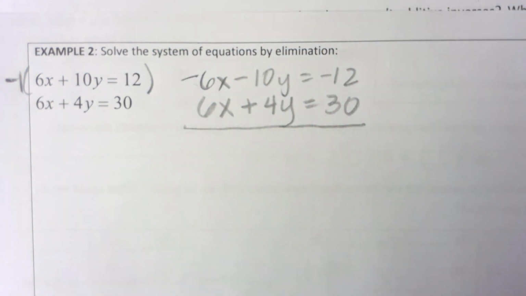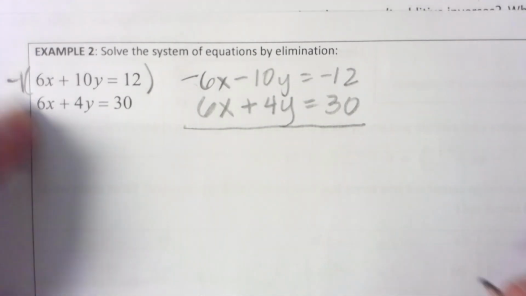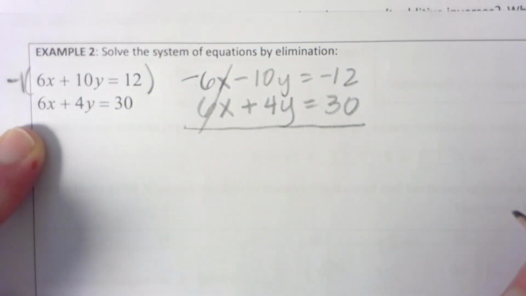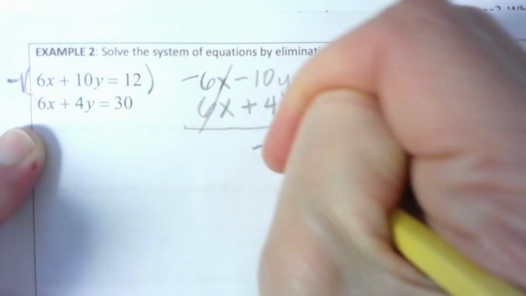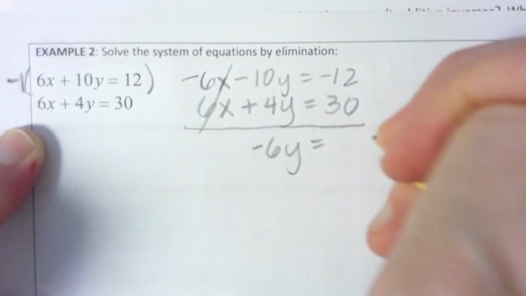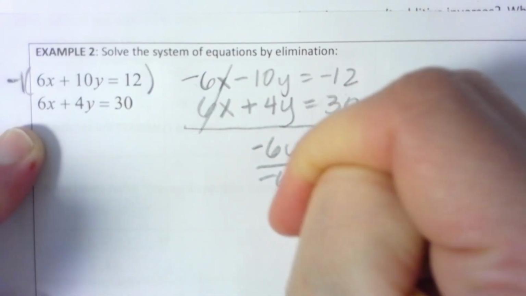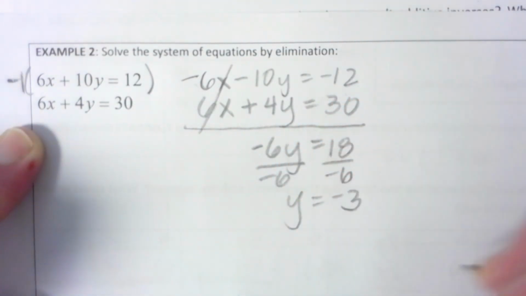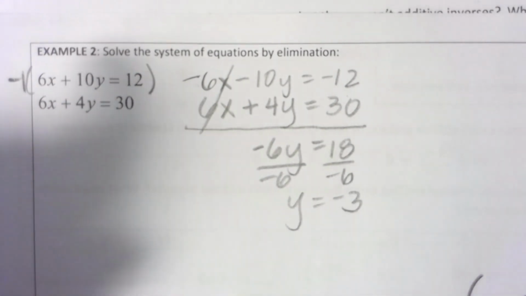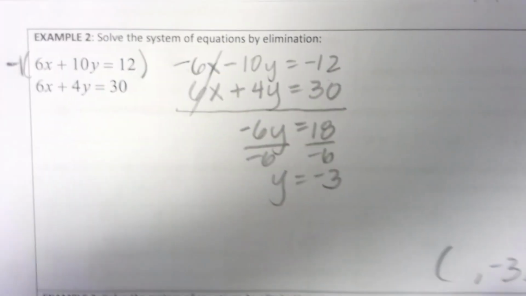Okay, now I am allowed to add these two equations together. The whole reason I multiply by negative 1 is so these will cancel out. Negative 10 plus 4 is negative 6y equals 18. Divide by negative 6, y is negative 3. Okay, great. Here's where we are. We have half of the final answer.